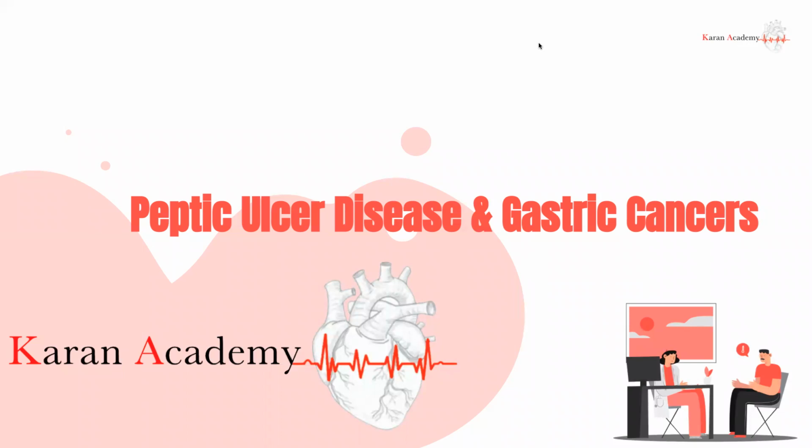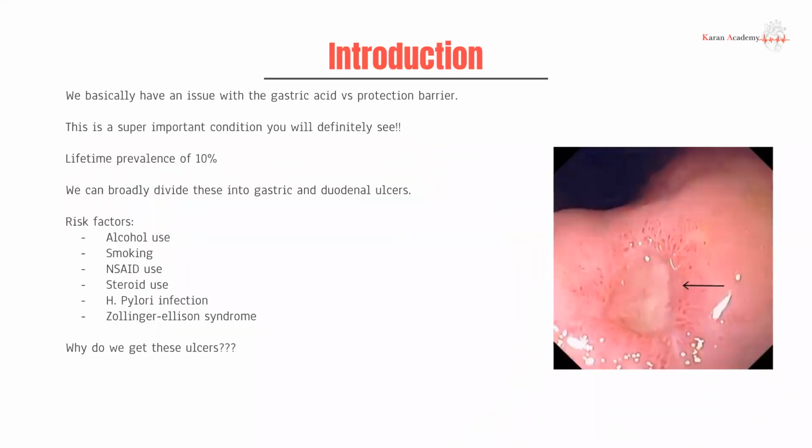Today, we're going to be talking about peptic ulcer disease and gastric cancers and a few other types of cancers of the GI tract and why they're important. The first part's very high yield. The second, not so much, but I think it's still important. Okay, so let's jump right into it.